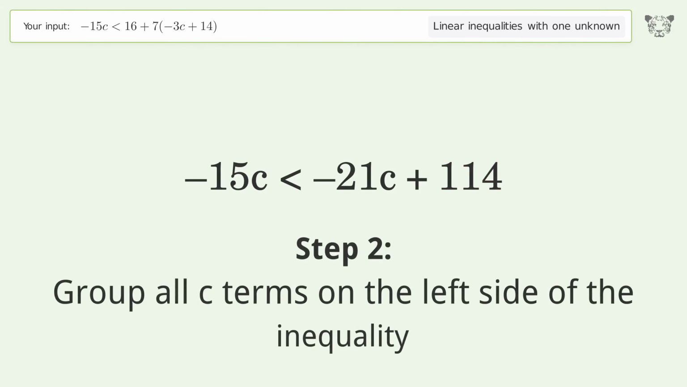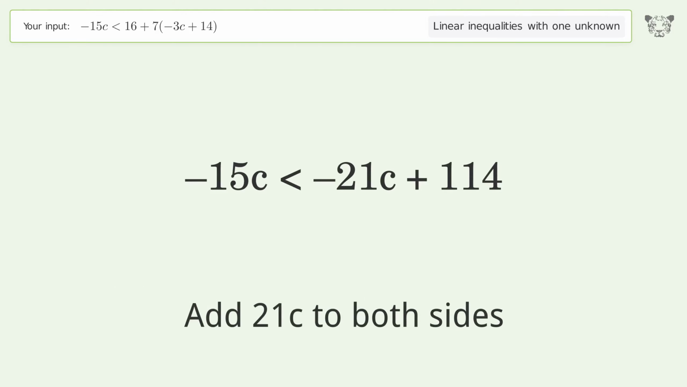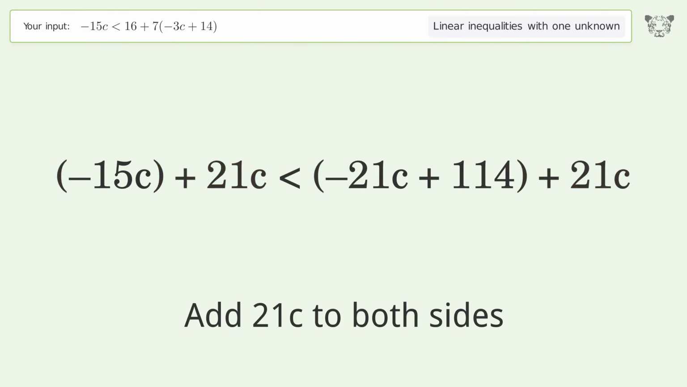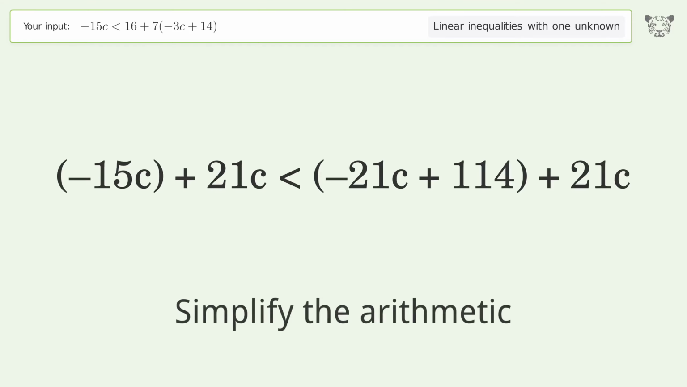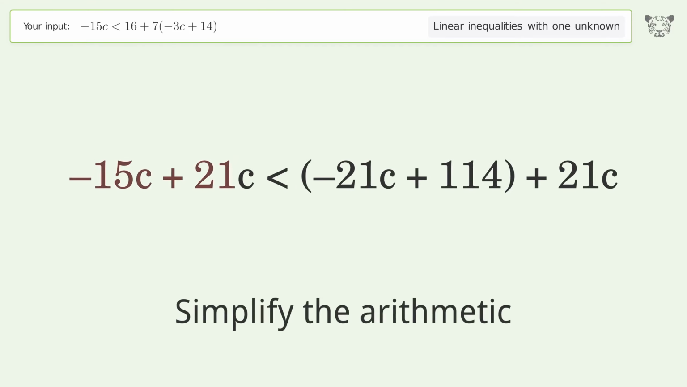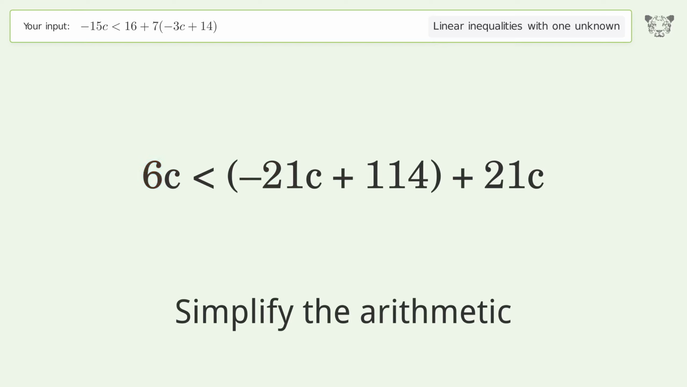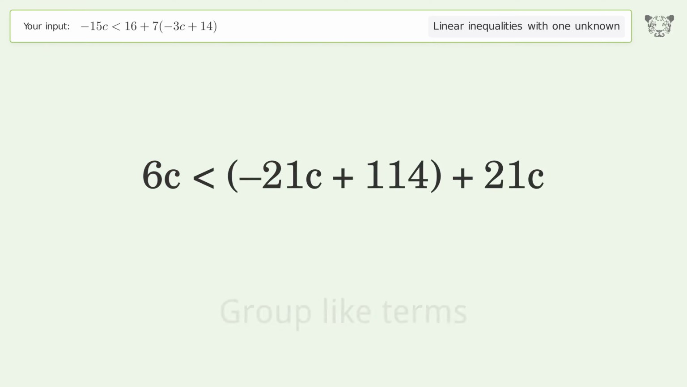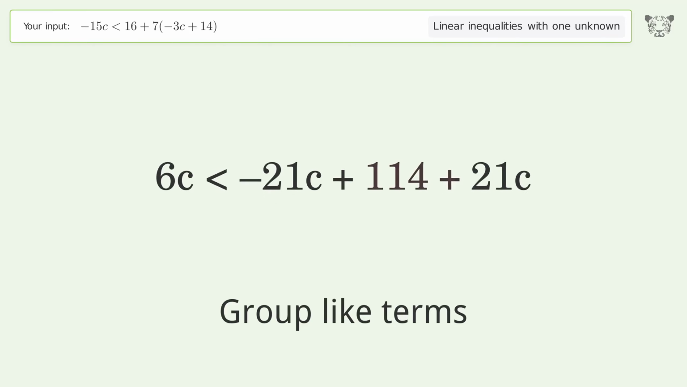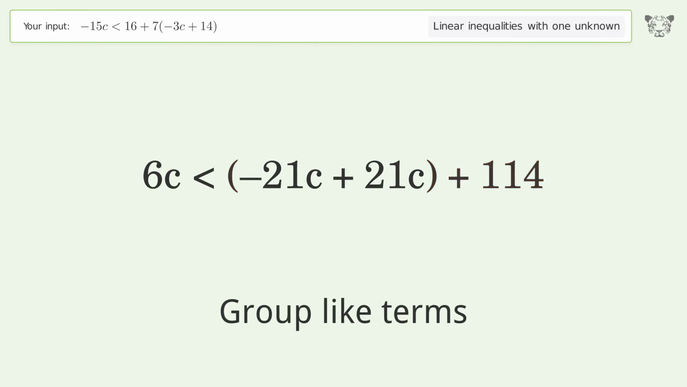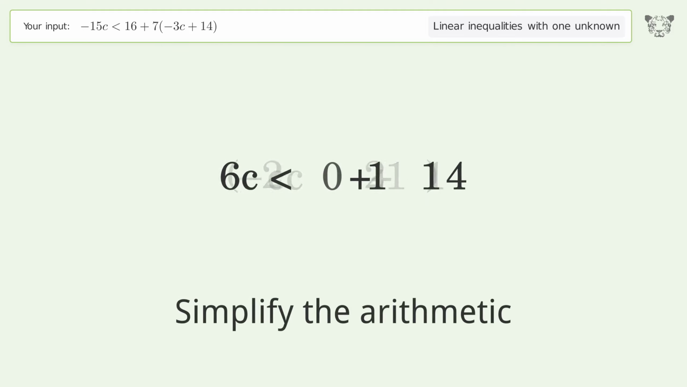Group all c terms on the left side of the inequality. Add 21c to both sides. Simplify the arithmetic. Group like terms. Simplify the arithmetic.